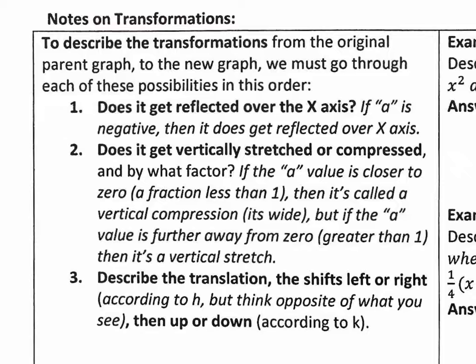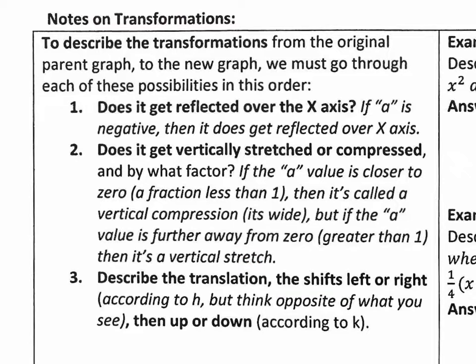Back to the notes. By what factor does it get stretched or compressed? Obviously by the a. The a is the factor that it gets stretched or compressed by. If the a value is closer to 0, we know that it gets wider. If it's a fraction less than 1, it's going to get wider. That's what we call a vertical compression, and I put in parentheses, it gets wide. But if the a value is further away from 0, which means that it's greater than 1, then it's going to be a vertical stretch. So instead of narrower, we're going to say vertical stretch.